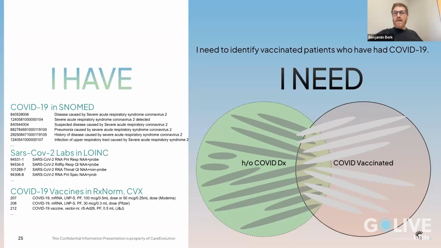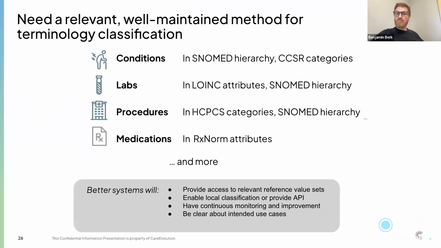But again, if we have to do this for many different conditions, and if we need to maintain this over time, it would be great if we had a system that allowed us to take conditions and use the SNOMED hierarchy, which gives us higher level concepts as parents of more specific concepts, or CCSR categories, which are put out by the AHRQ, a governmental organization that groups ICD-10 codes to be clinically relevant.